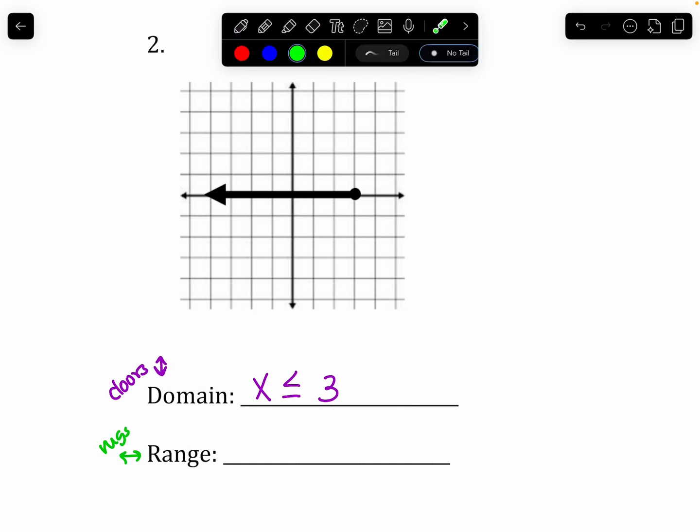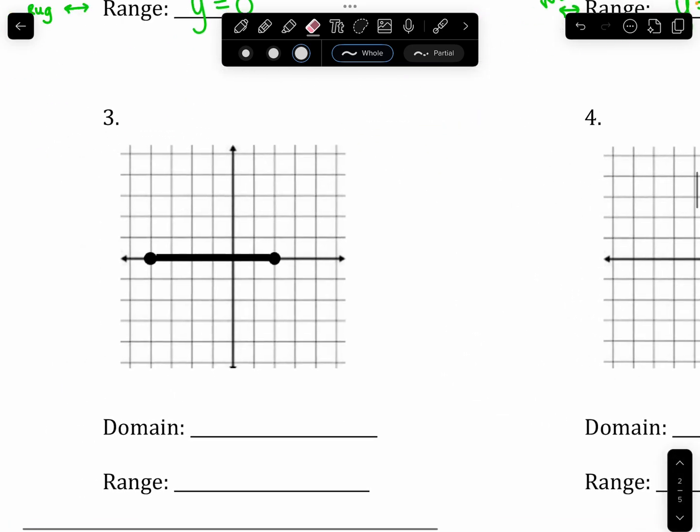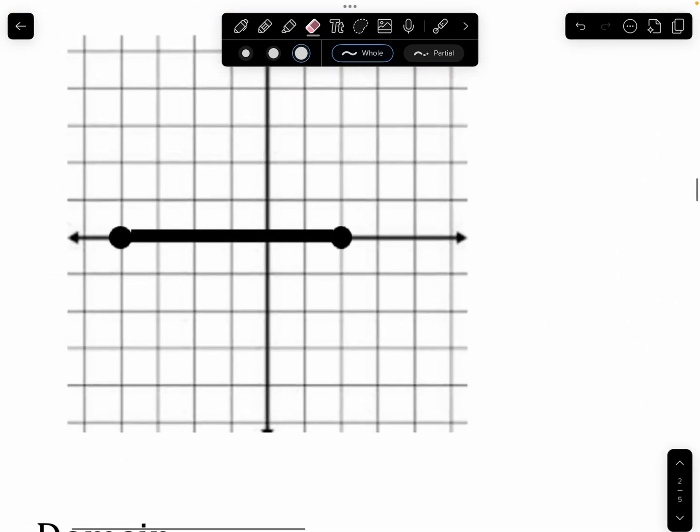All right, and then we now need to look at our range, which are our y values. Do I have any that exist down here? No. What about here? Nope, nope, nope, nope, nope. Yes. No, no, no, no, no. So just like with the other problem, my range values only exist in this one place. And that is where y is 0. So y will equal 0. Okay. All right, let's move on.